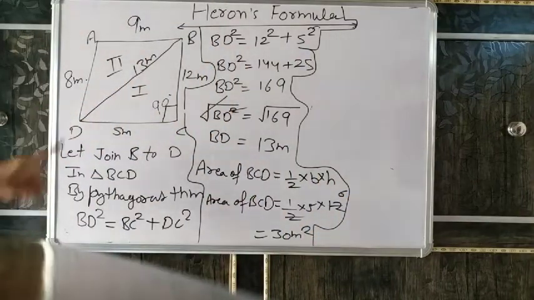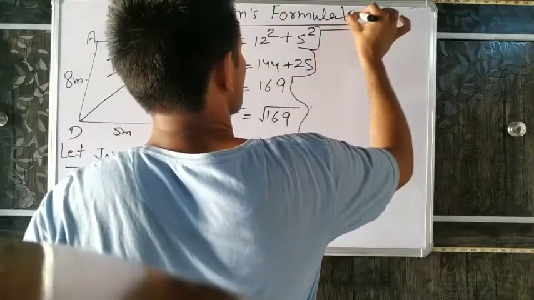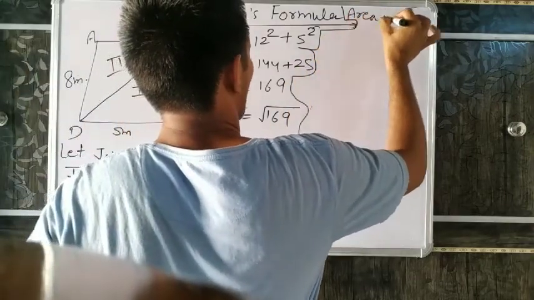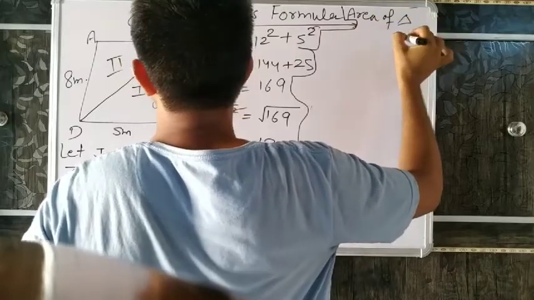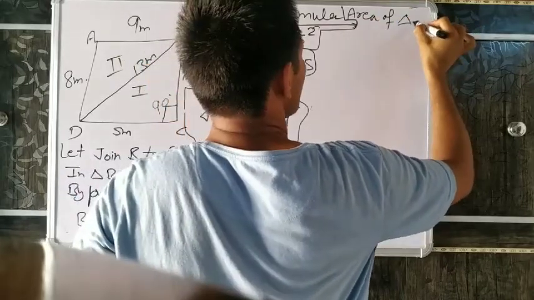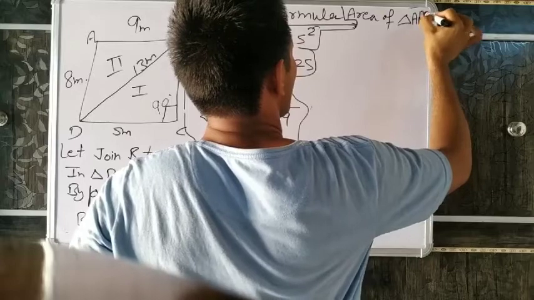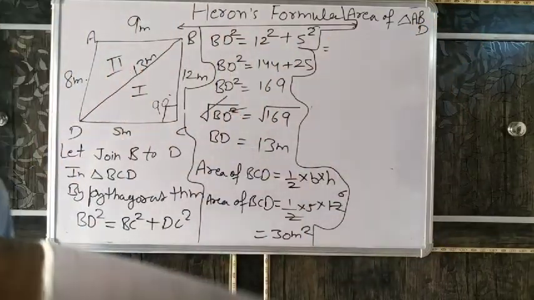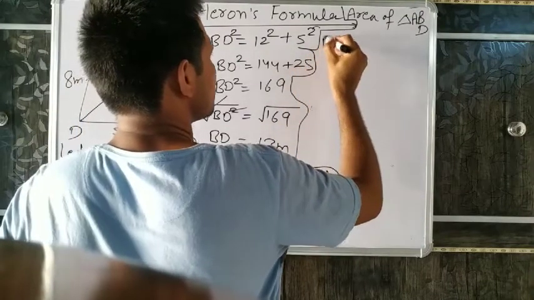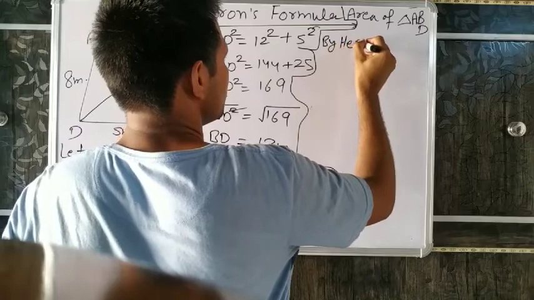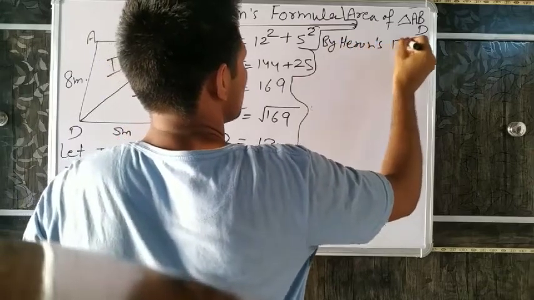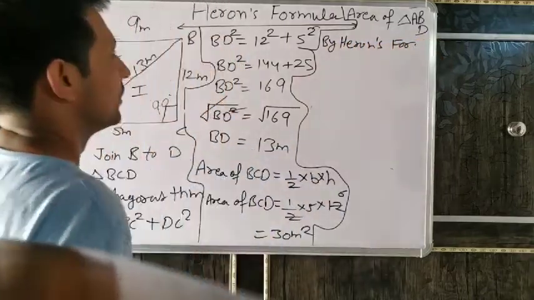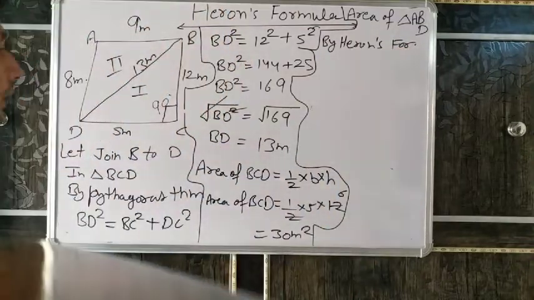Now area of whose? ADB. So write area of triangle ABD. How will you find it? By Heron's formula. So we will write Heron's formula.